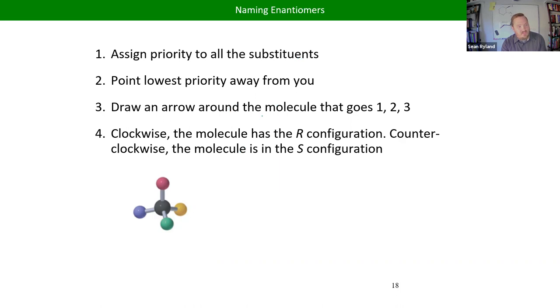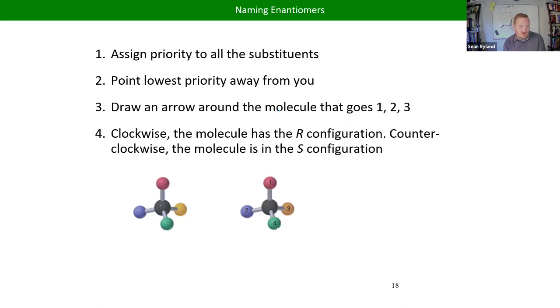Once we assign priority, we take the molecule and spin it around so that whatever is number four is pointed away from us into the board. And then you just draw an arrow from one to two to three. It's either going to go clockwise or counterclockwise. If it's going clockwise, that's right-handed, so we'd name it R. If it's counterclockwise, then it's left-handed, and we name that S.